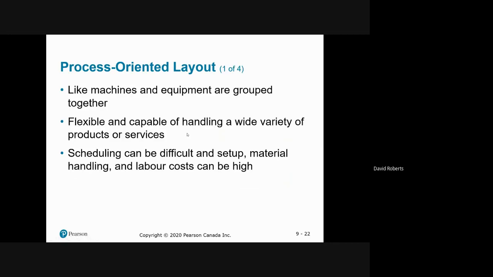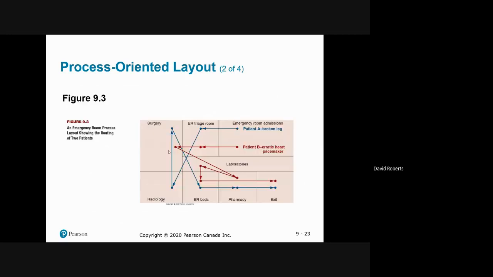Again, process oriented, you group machines that are similar so they work together, and so you don't have to move things too far. So here's an example. I'll let you take a look at this, how they do radiology and surgery in a hospital or emergency room.